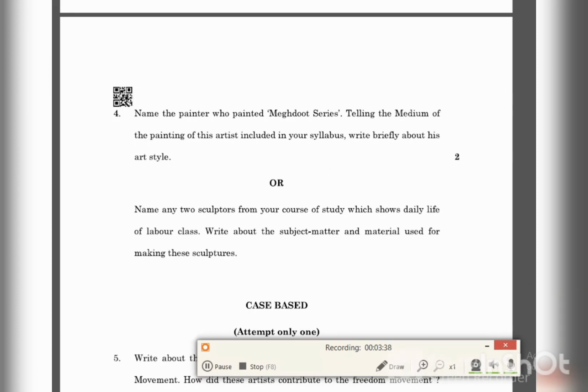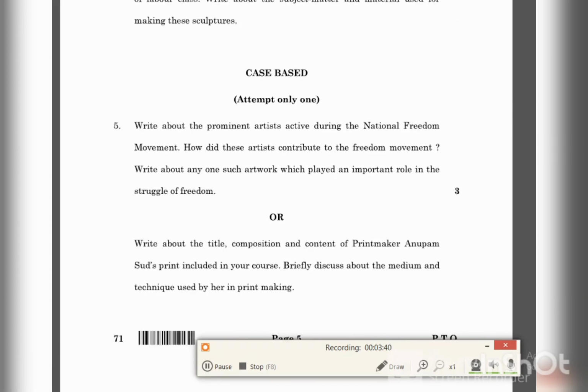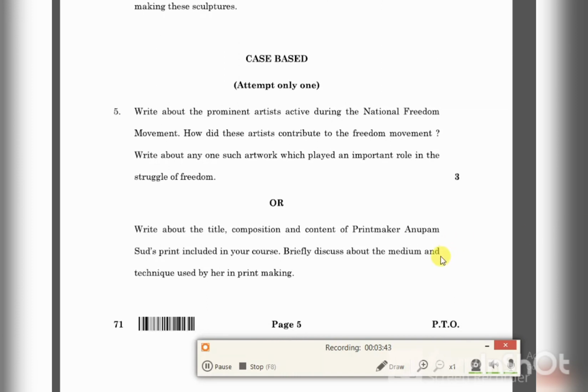Now let's move to the next question. So these two are case based questions. The first one is, write about the prominent artist during the national freedom movement, how these artists contributed to the freedom movement. Write about any one such artwork which played an important role in the struggle of freedom. So the famous artists are Abanindranath Tagore, Amrita Sher-Gil, Purna Ghosh, Nandlal Bose, Gajendranath Tagore, Asit Kumar.